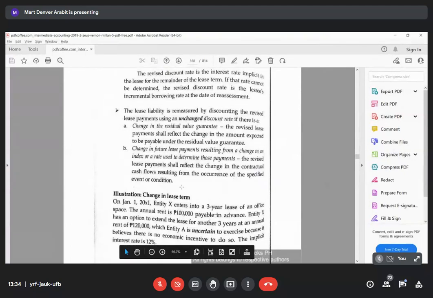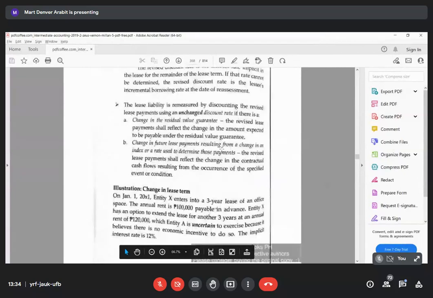Change in lease term. So on January 1, 2021, Entity X enters into a 3-year lease of an office space. So the annual rent is 100,000, payable in advance. Entity X has an option to extend the lease for another 3 years at an annual rent of 120,000, which Entity X is uncertain to exercise because it believes there is no economic incentive to do so. So the implicit interest rate is 12%. Okay?